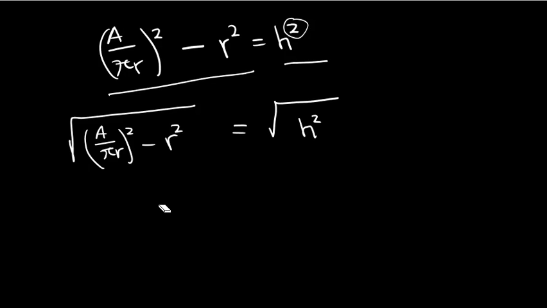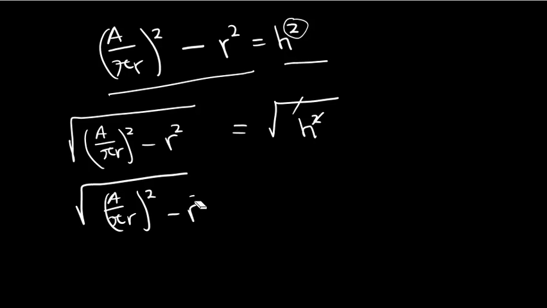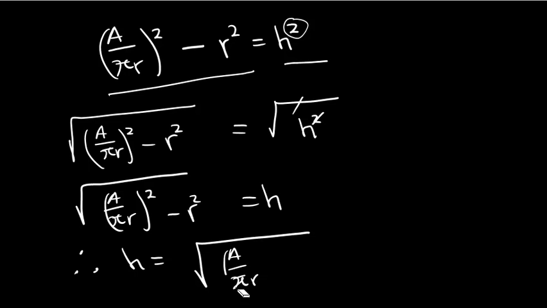So in this case, you are going to have this 2, that is square, cancelling the root sign, and so you are going to have the square root of A over pi r all squared minus r squared being equal to h. Therefore your h is equal to the square root of A over pi r all squared minus r squared. So that is the first part of the question.